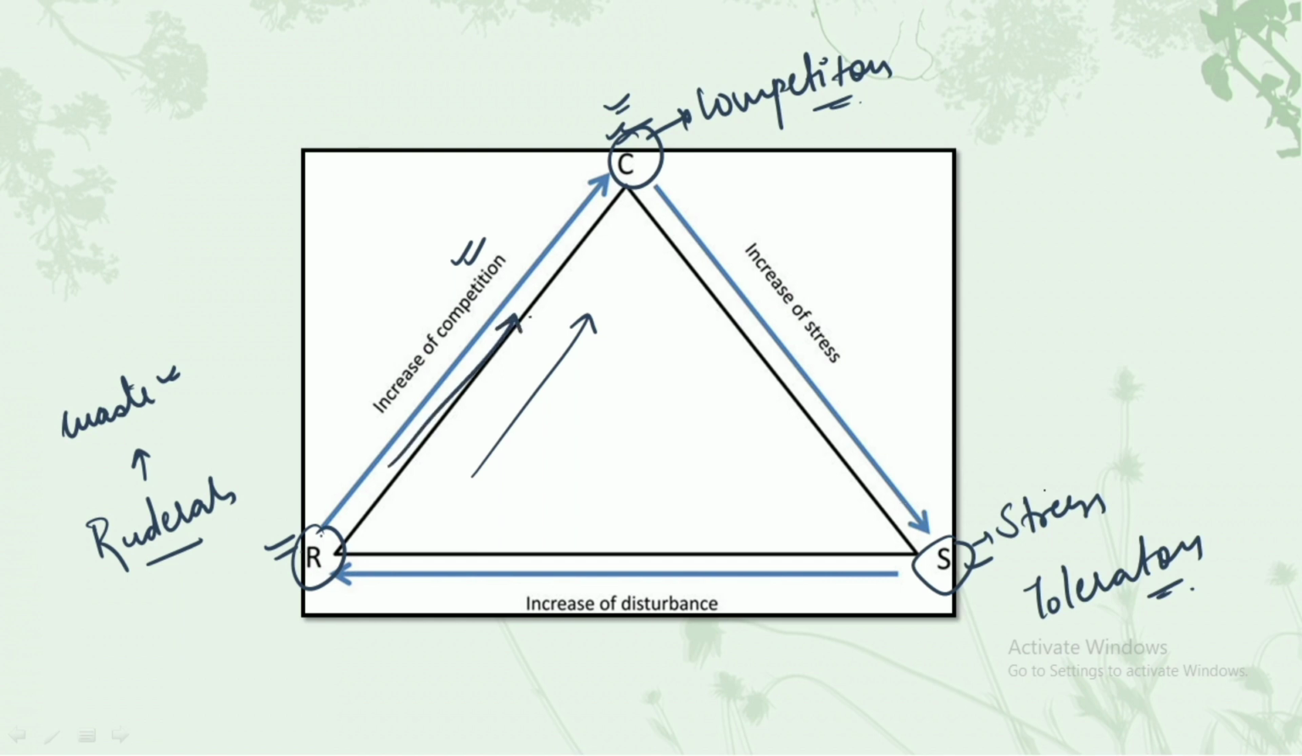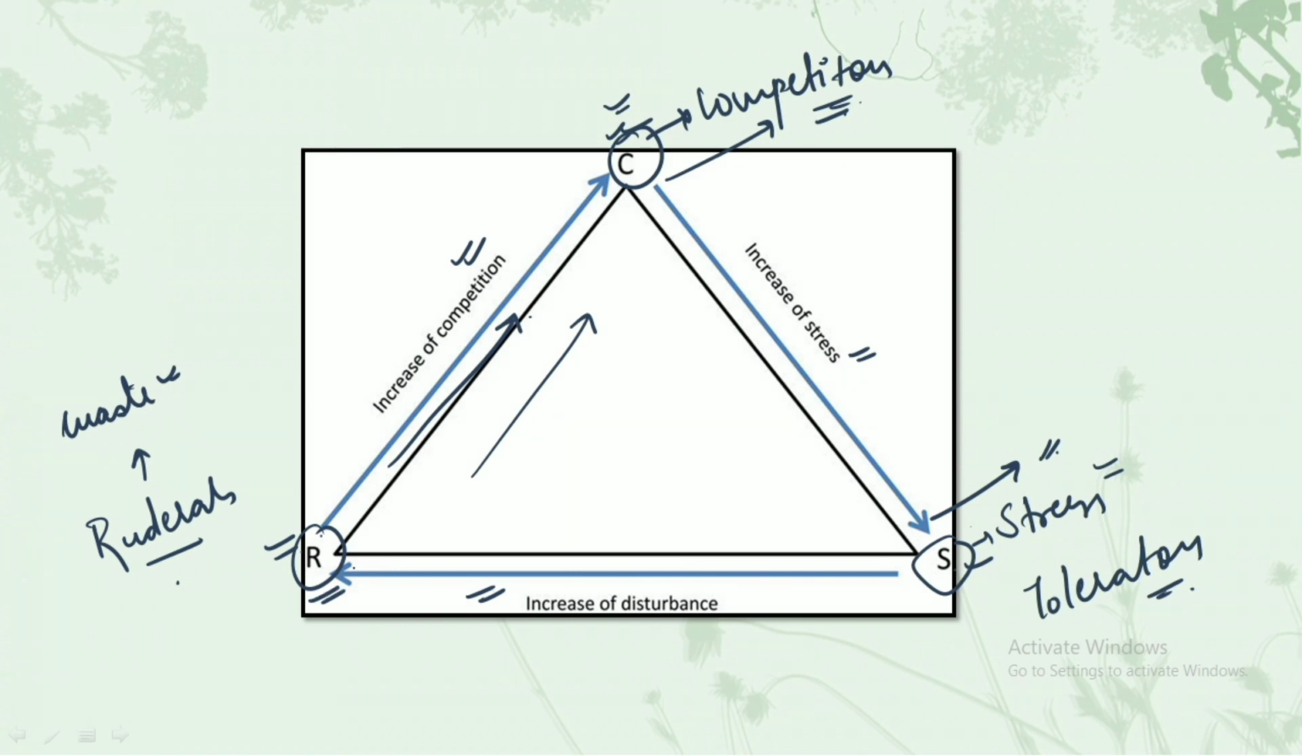Then there occurs an increase in stress when we move towards the stress tolerators. Obviously, when we move towards the stress tolerators, in this area there would be the highest stress, and in this area there would be the lowest stress. And then when we move from the stress tolerators towards the ruderals, there occurs an increase in disturbance. And why disturbance? Because ruderals are the organisms that could survive or grow on waste areas, that is, no harm is caused to them because of the disturbance, hence they occur in the more disturbed area.